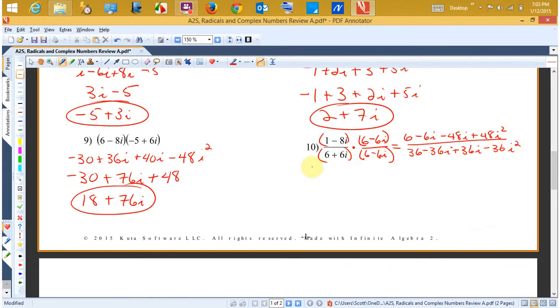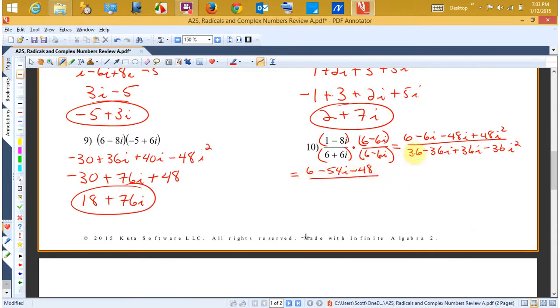Okay, so let's simplify this. So I have a 6, I have a minus 6i, and a minus 48i. So that's going to be minus 54i. And now I have i squared here, so that's going to change this to a minus 48.